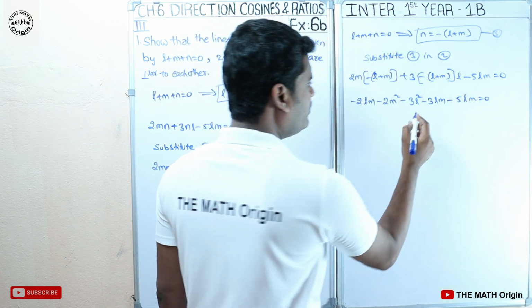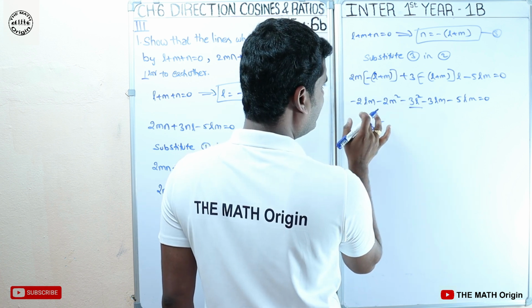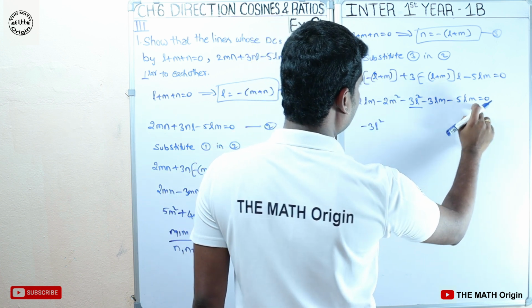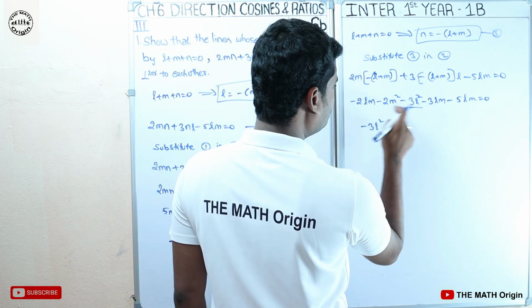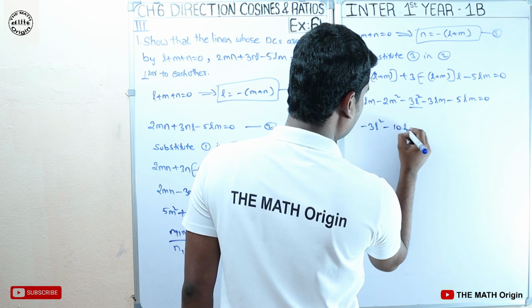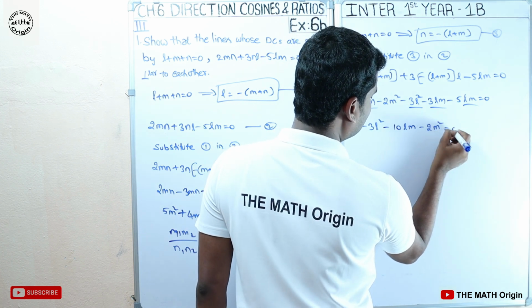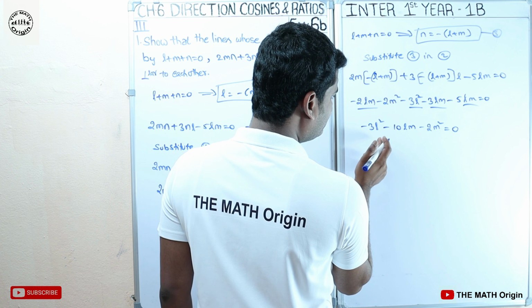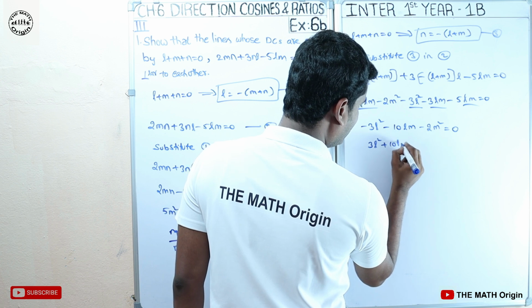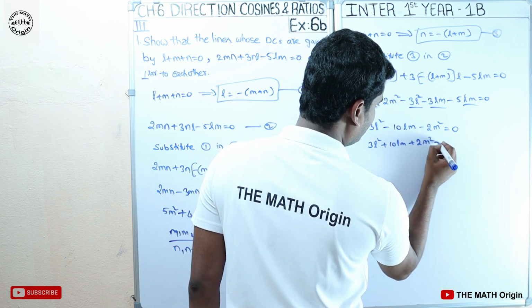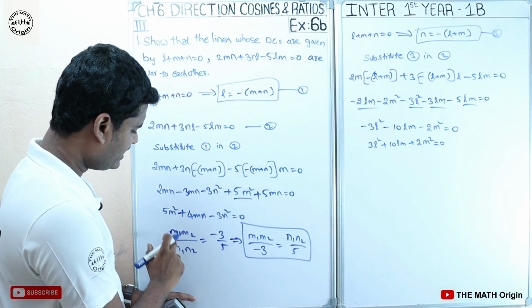So l square minus 3 l square, we got it. Next, the lm values are minus 2, minus 3, minus 5. All are minus, so minus 10 lm, this is done. And the last value is minus 2 m square equals 0. From this I will take minus as common, therefore 3 l square plus 10 lm plus 2 m square equals 0.